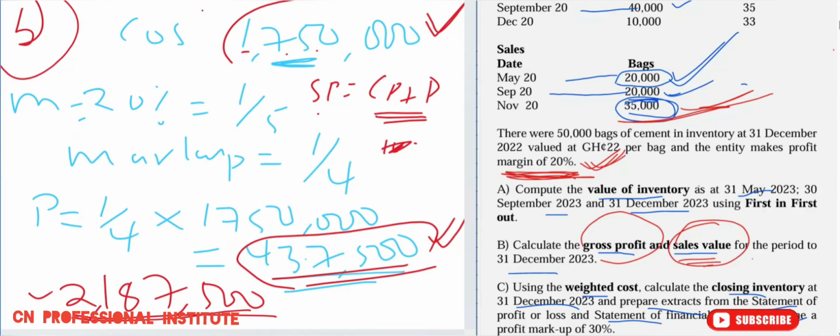Okay, so we are done with B. We've gotten our gross profit and our sales value. And for the sales value, you can just punch 100 divided by 80 times the cost price, 1,750,000, and you get your 2,187,500 straightforward, right? So we've gotten the gross profit and the sales revenue. Let's look at C.